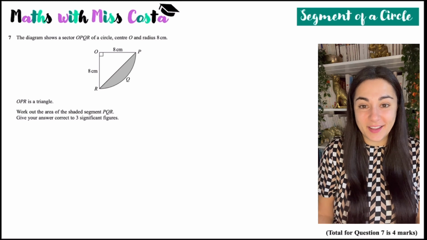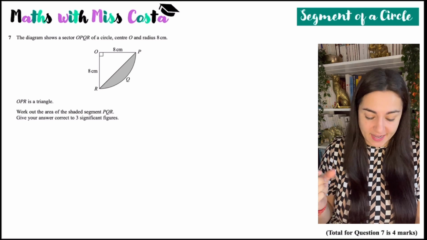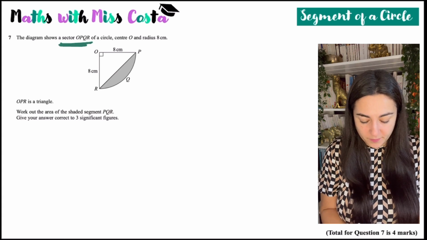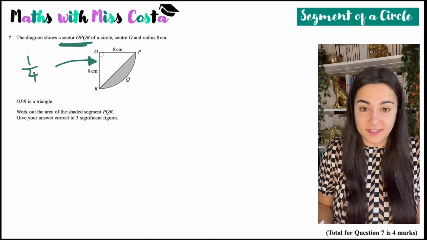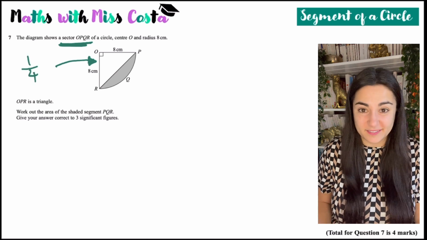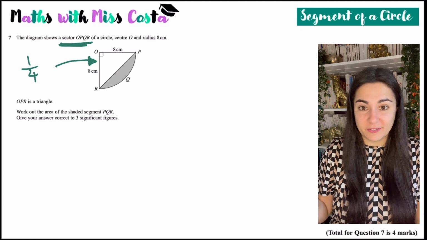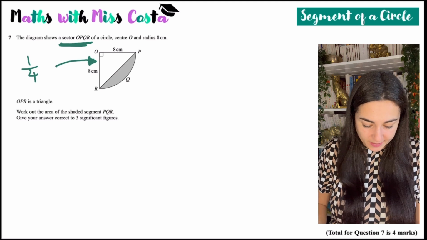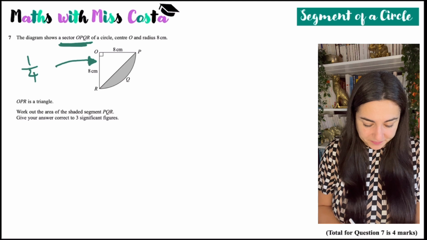Okay, so in this question, we're dealing with circles, circle parts like sectors and segments. So we're told that we're showing a sector of a circle, and it's clear by the 90-degree angle that it's a quarter of a circle because, well, a circle is 360 degrees. 4 lots of 90 is 360. Center O and radius 8 centimeters.